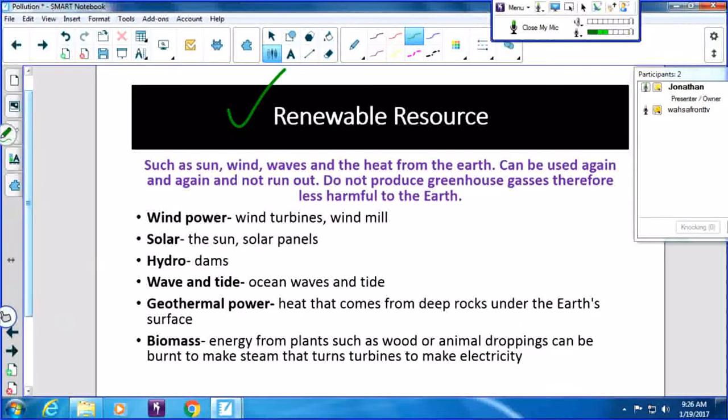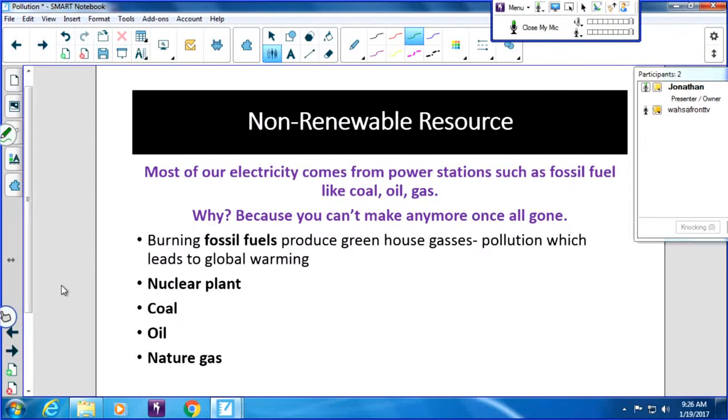So class, what do you think non-renewable resource means? Any guesses? Well, it simply means, in a way, the opposite. Non-renewable means that you cannot renew your library book anymore. You just can't. Once you have it and it's all gone, we cannot have it again. You cannot make it again. You cannot produce it again. It is simply just gone.